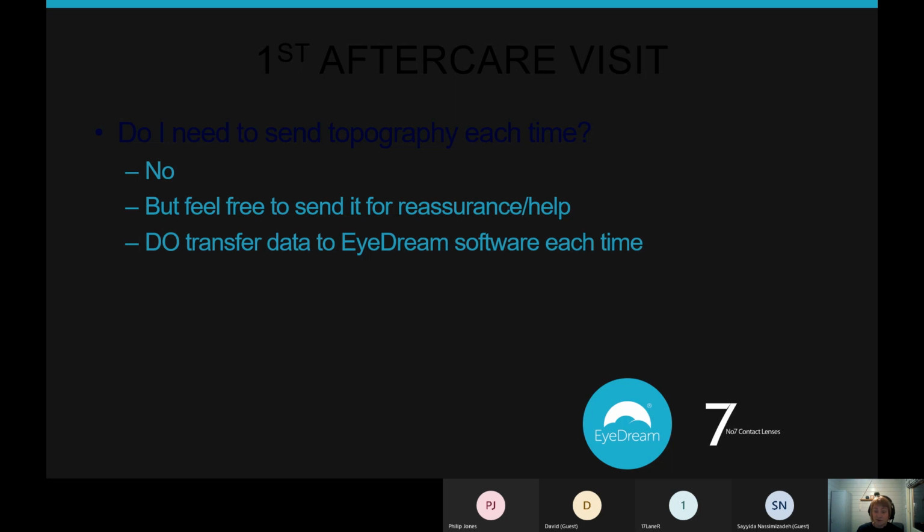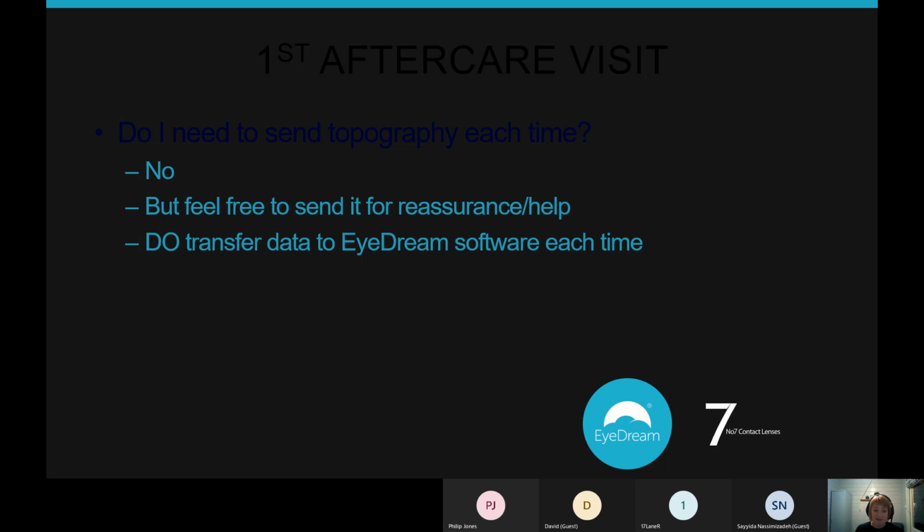So do you need to send us topography every single time you see a patient? Well, the simple answer to that is no, you don't need to. If you feel confident and you feel happy that it looks as it should do, then you can not bother to send that topography, but you can send it to us for reassurance or help for as long as you need to. So if you just want to send us topographies and say in that little remarks box, is this okay? Then we will reply back, hopefully really quickly, just to say, yep, looks good, carry on wearing. If you start to see the same pattern over and over again, you might decide that you don't need to do that anymore, but you can do it for as long as you need to.